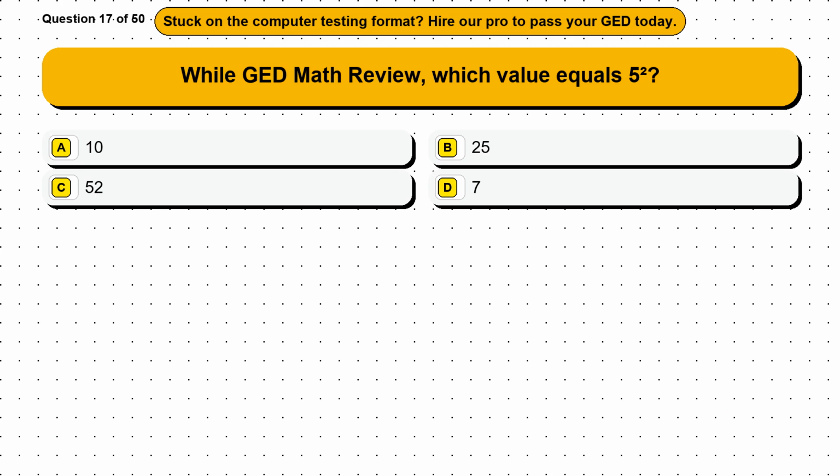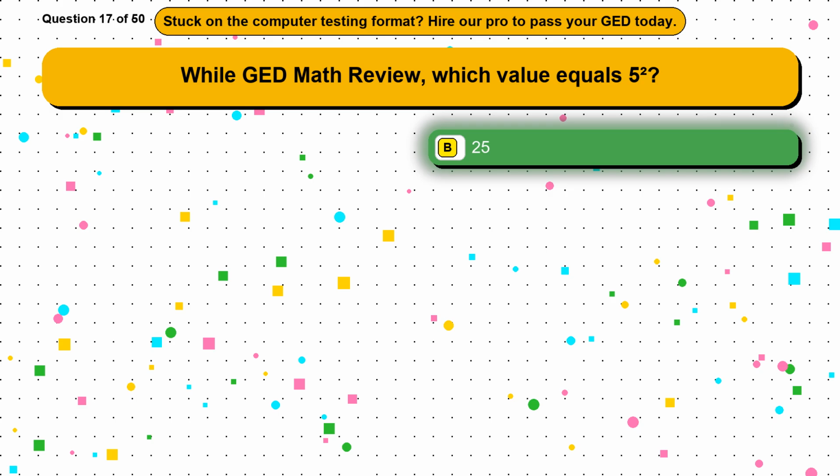Question 17. While GED Math review, which value equals 5 superscript 2? Option A, 10. Option B, 25. Option C, 52. Option D, 7. The correct answer is option B, 25.